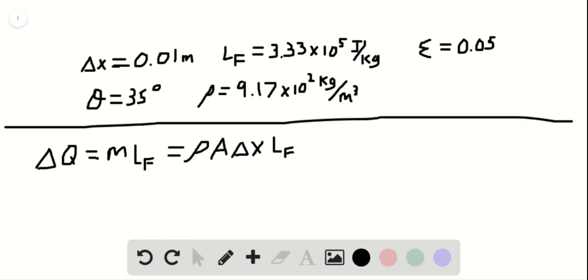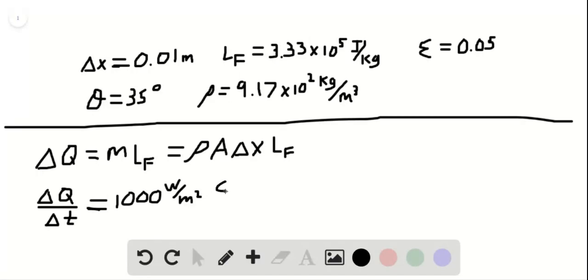Okay, so we don't know A, and we're trying to find delta T, but we know that this ratio, delta Q over delta T, is equal to 1,000 watts per meter squared multiplied by epsilon times the area times the cosine of theta.